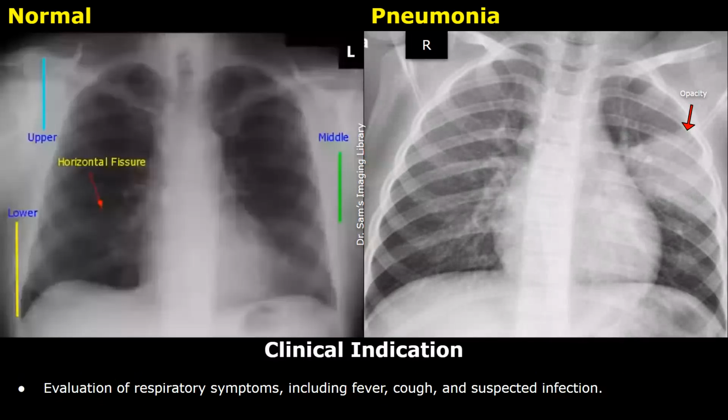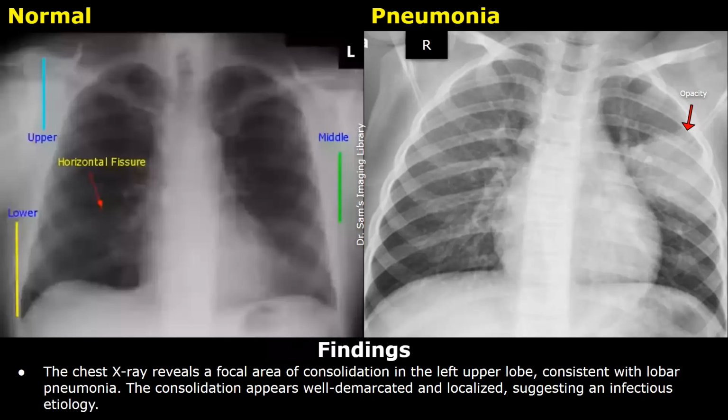This is a case of lobar pneumonia. Clinical indication: evaluation of respiratory symptoms including fever, cough, and suspected infection. These are the findings. The chest X-ray reveals a focal area of consolidation in the left upper lobe, consistent with lobar pneumonia. The consolidation appears well demarcated and localized, suggesting an infectious etiology.